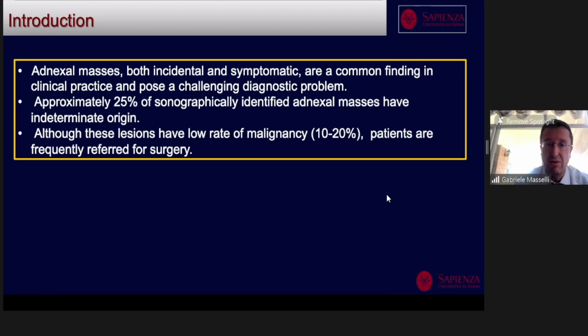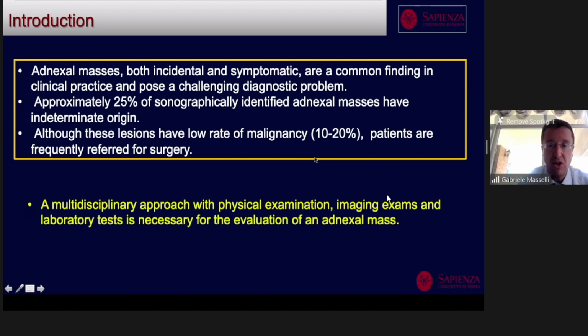About 25% of ultrasound adnexal masses are not conclusive using these examinations. And although these lesions have a low rate of malignancy, up to 20%, patients are frequently referred for surgery. So the goal of the imaging modality is to differentiate malignancy from benign lesions. A multidisciplinary approach with physical examination and diagnostic tests is necessary for a correct evaluation of an adnexal lesion.